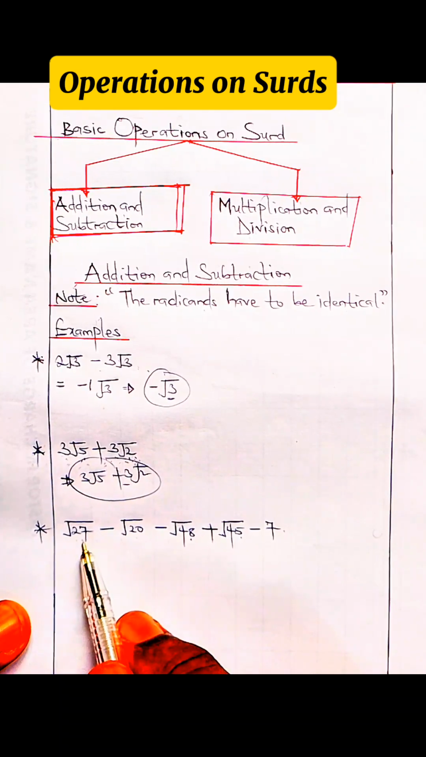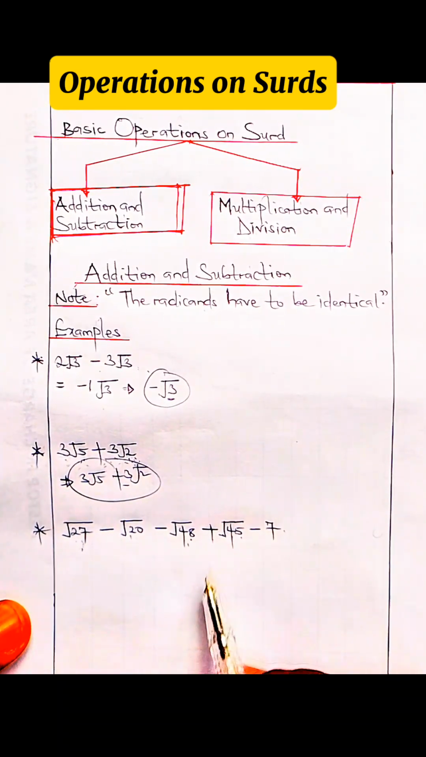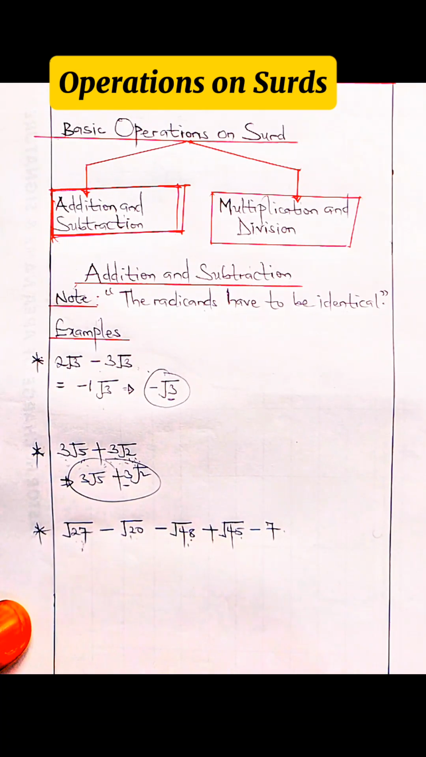So we're going to break down root 27, break down root 20, break down root 48, break down root 45, and when we're done with that, we combine them together using their radicands. Don't forget, if the radicands are not identical, there's nothing we can simply do about that.